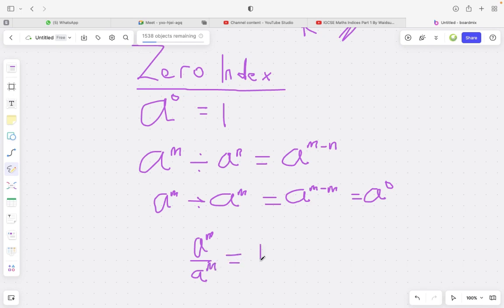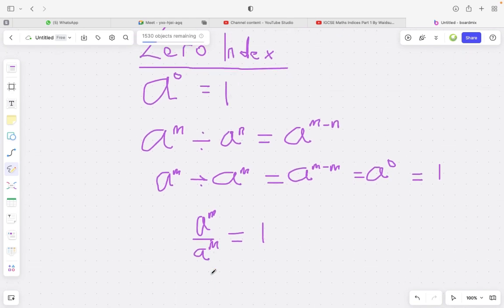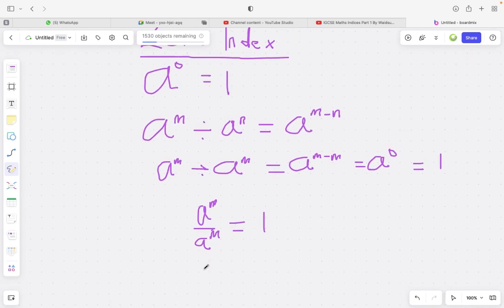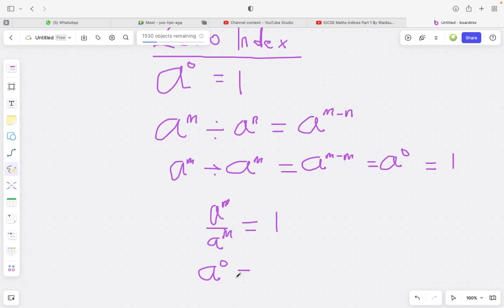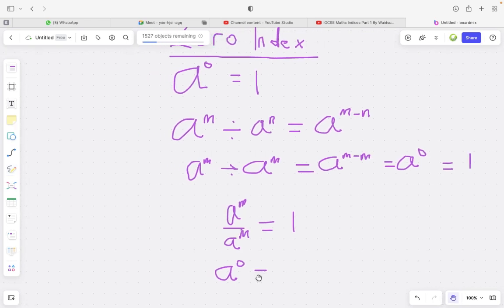Because a to the power of m divided by a to the power of m has been obtained to be a to the power of 0, which is equal to 1. So a raised to the power m divided by a raised to the power m is equal to 1 because it's a zero index. This one will be equal to a to the power of 0, and any a to the power of 0 is given mathematically as 1.